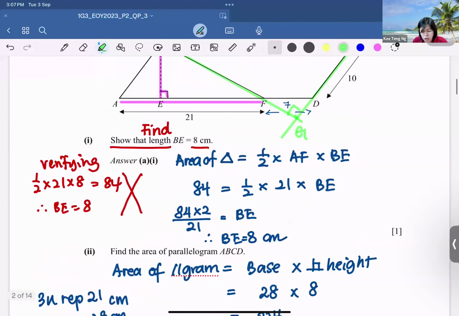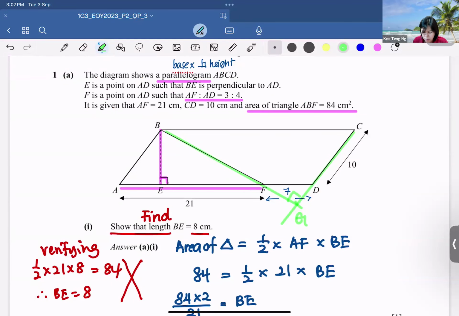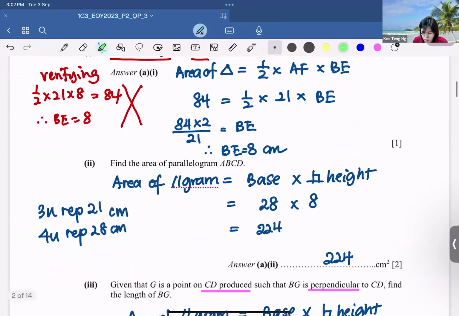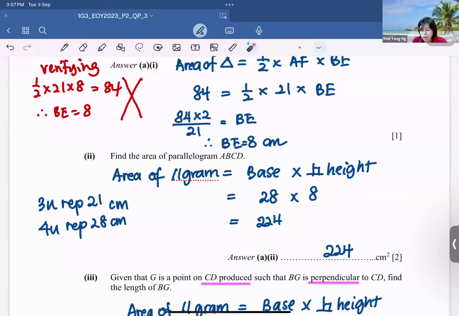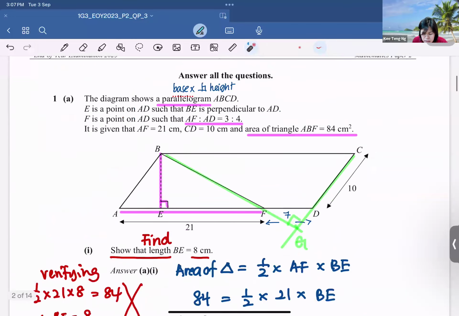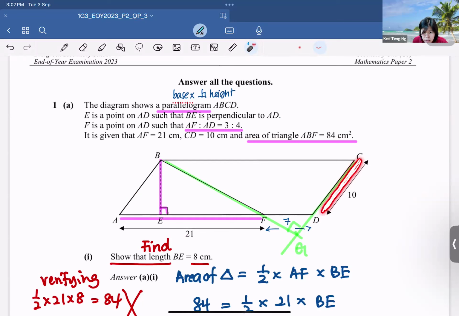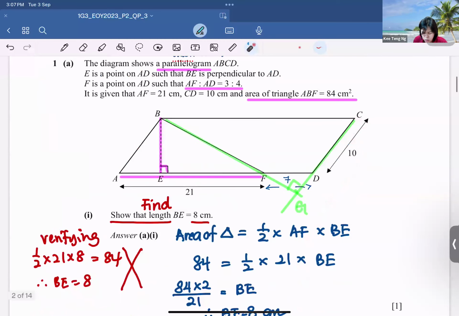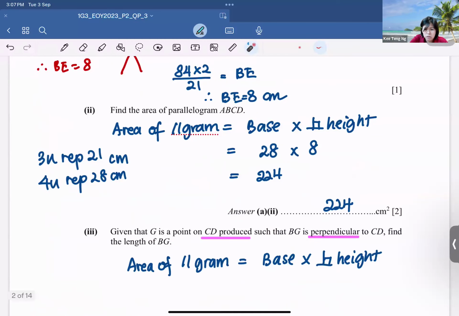We already know the area of the parallelogram is 224. Area of a parallelogram can be given by base times perpendicular height. The area of this parallelogram is this base, not the whole thing until G, only just CD, times the perpendicular height, which is BG. Can you help me check if this answer is correct or not?